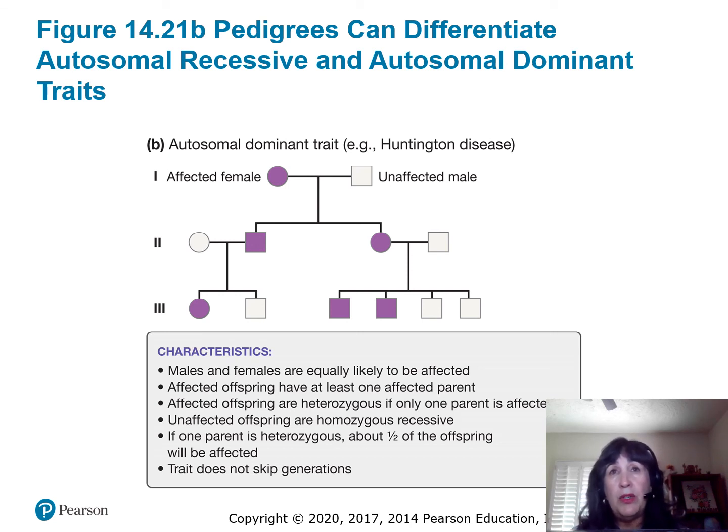So what are the characteristics of a pedigree for an autosomal dominant trait? Males and females are equally likely to be affected. Affected offspring have at least one affected parent, and it's obvious. Affected offspring are heterozygous if only one parent is affected. So it only takes one allele for it to be expressed, and about half the offspring will be affected. This does not skip a generation. 50% of each generation will be affected.